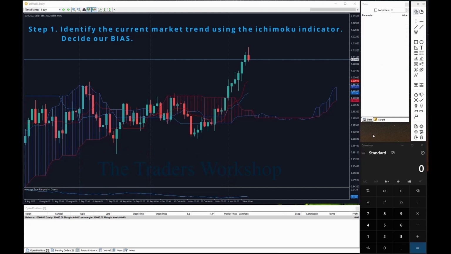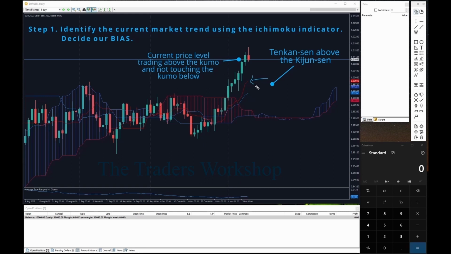This is our step-by-step process in identifying the trend. If the current market price level is trading above a bullish Kumo, and not touching the Kumo below, and if the Tenkan Sen is above the Kijun Sen, and if we have a bullish Kumo, the trend is up and bullish. Our bias is to buy or go long the market. We will look for a good price level to buy the market. So, step number 1, check.